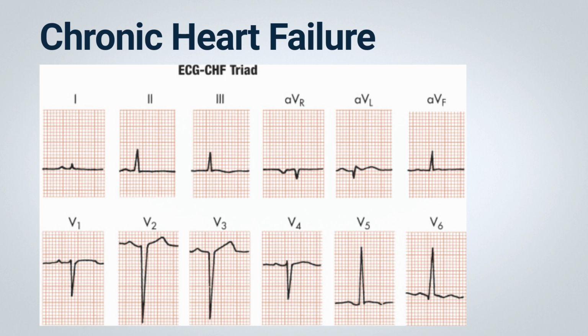A combination of left atrial enlargement, or atrial fibrillation, and signs of right ventricular hypertrophy strongly suggests mitral stenosis. Left bundle branch block may be seen due to ischemic heart disease, valvular abnormalities, hypertension, or cardiomyopathy.